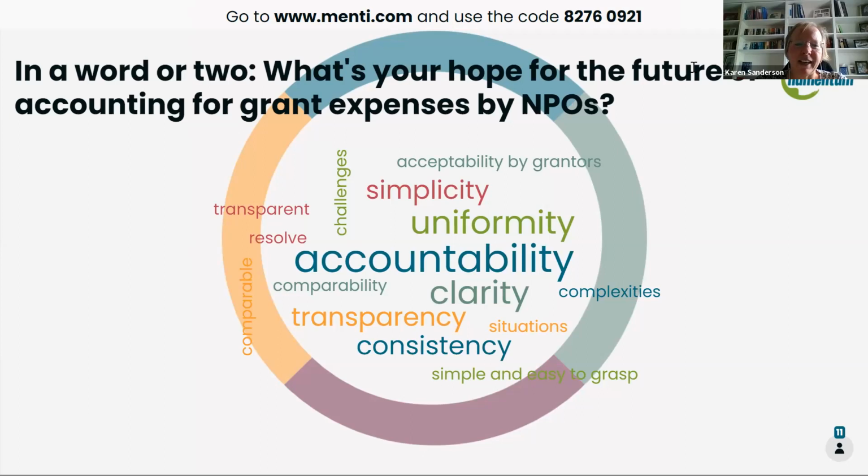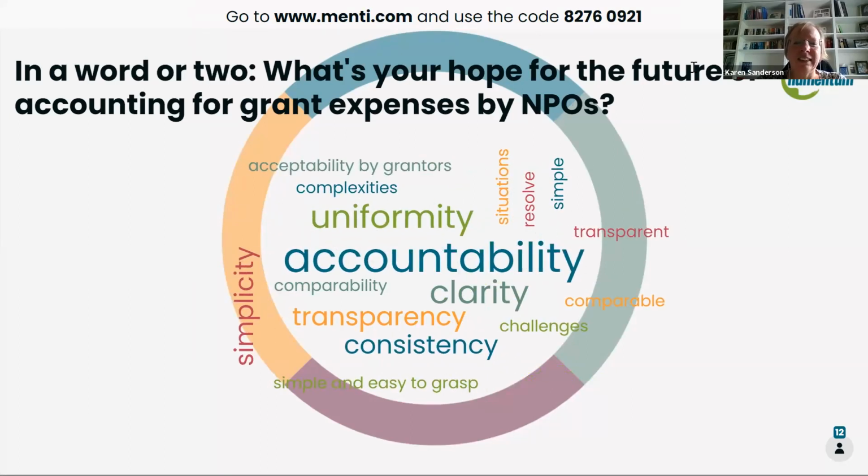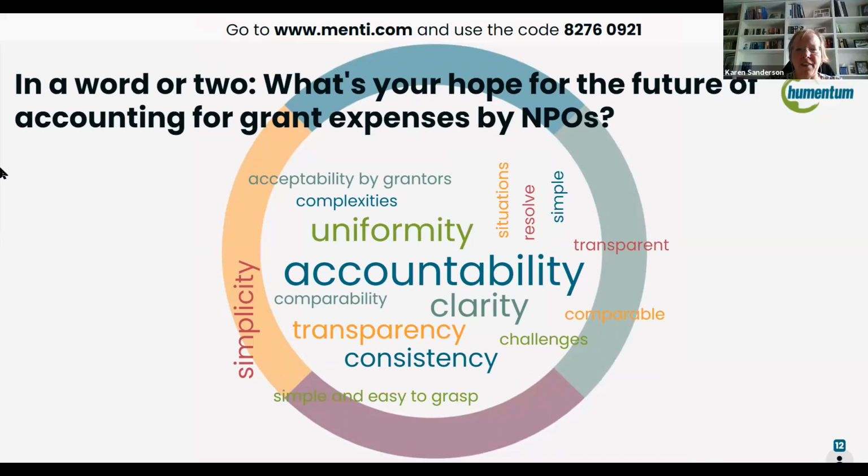Yeah, so accountability, uniformity, out there. It's good to see accountability up there, transparency, consistency, simplicity. Okay, so some important words there. If anyone else has got any more, please do continue to share them.